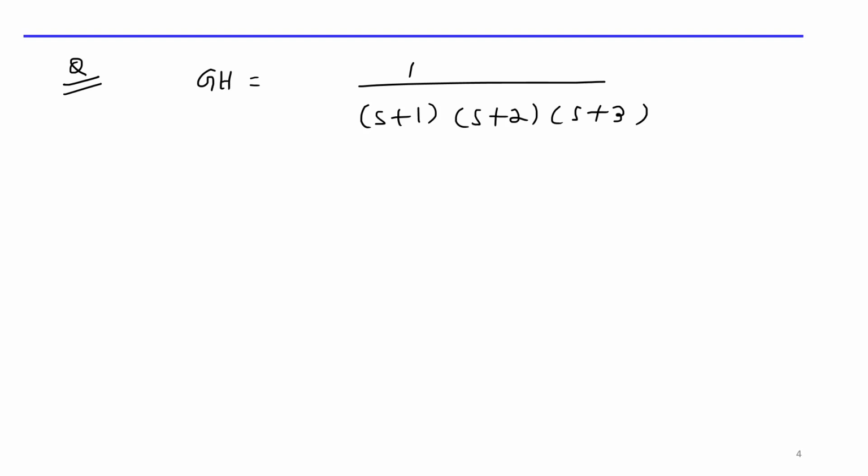Now, this is the standard question. Question number 3 is a very standard question. How will the question be? It will be like 1 by 1 plus k1s, 1 plus k2s. Or suppose in terms of time it will be given: 1 divided by (1 plus sT1), (1 plus sT2), (1 plus sT3). This is a similar type of question.